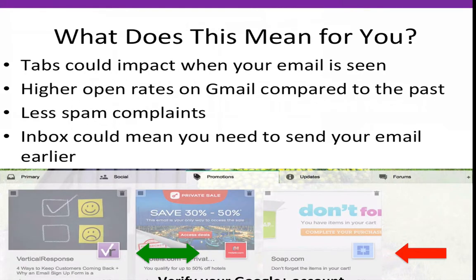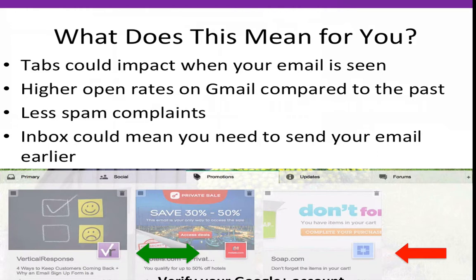And so speaking of that, what this means for you, the tabs could impact when your mail is being seen. So it could be that your email is sent at let's say 9 in the morning, but people don't see it until later in the day, or maybe even the next day. It depends on when they interact with the different information on the different tabs.